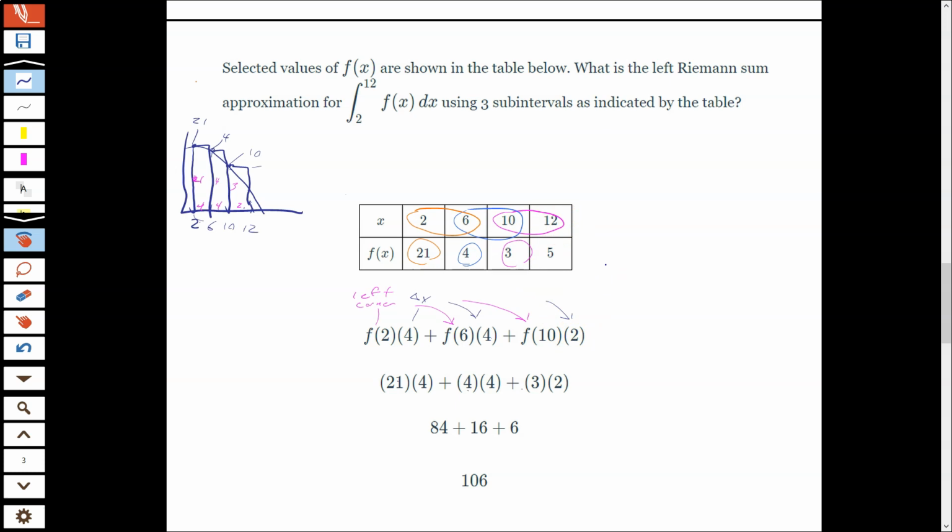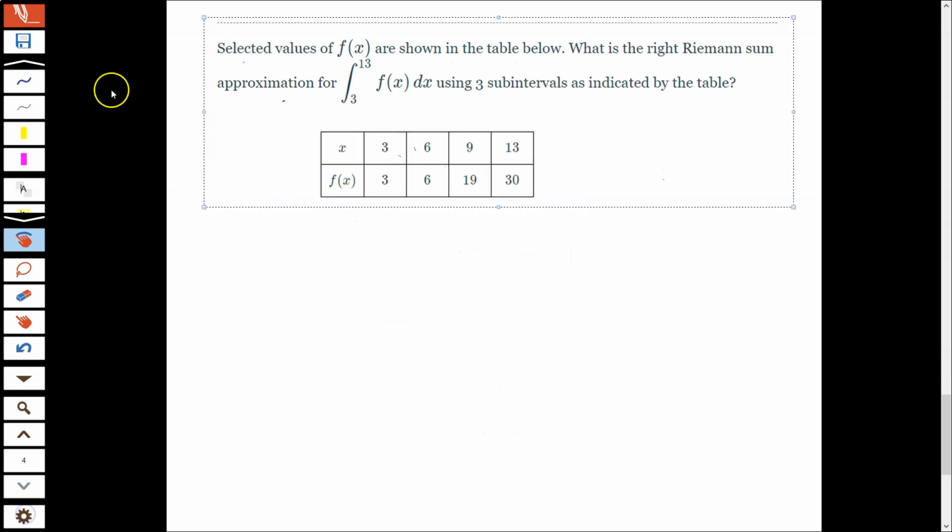So be very clear why they picked what they picked. And make sure you capture good notes, including my little annotations here, because that will help you set these up on your own. Make sure you've done that, you have good notes, and then we'll move on to a right Riemann sum. Okay, last one.